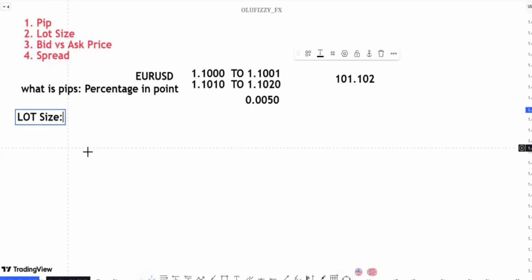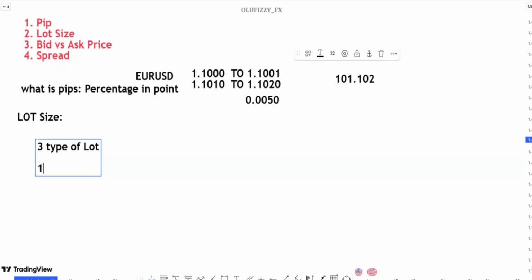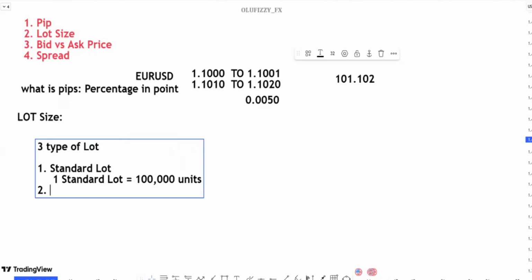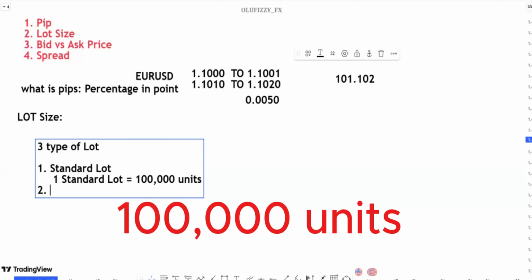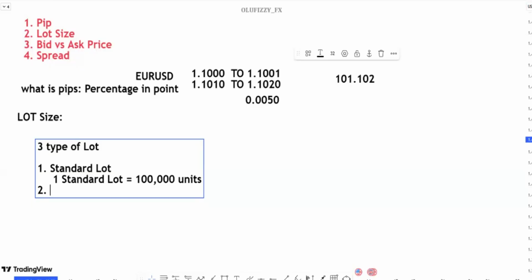We have 3 types of lot size. The first one is standard lot size, which is, one standard lot is actually 100,000 units of currency. It carries the weight of 100,000 units of a currency pair. And the second one that we have is mini lot size.